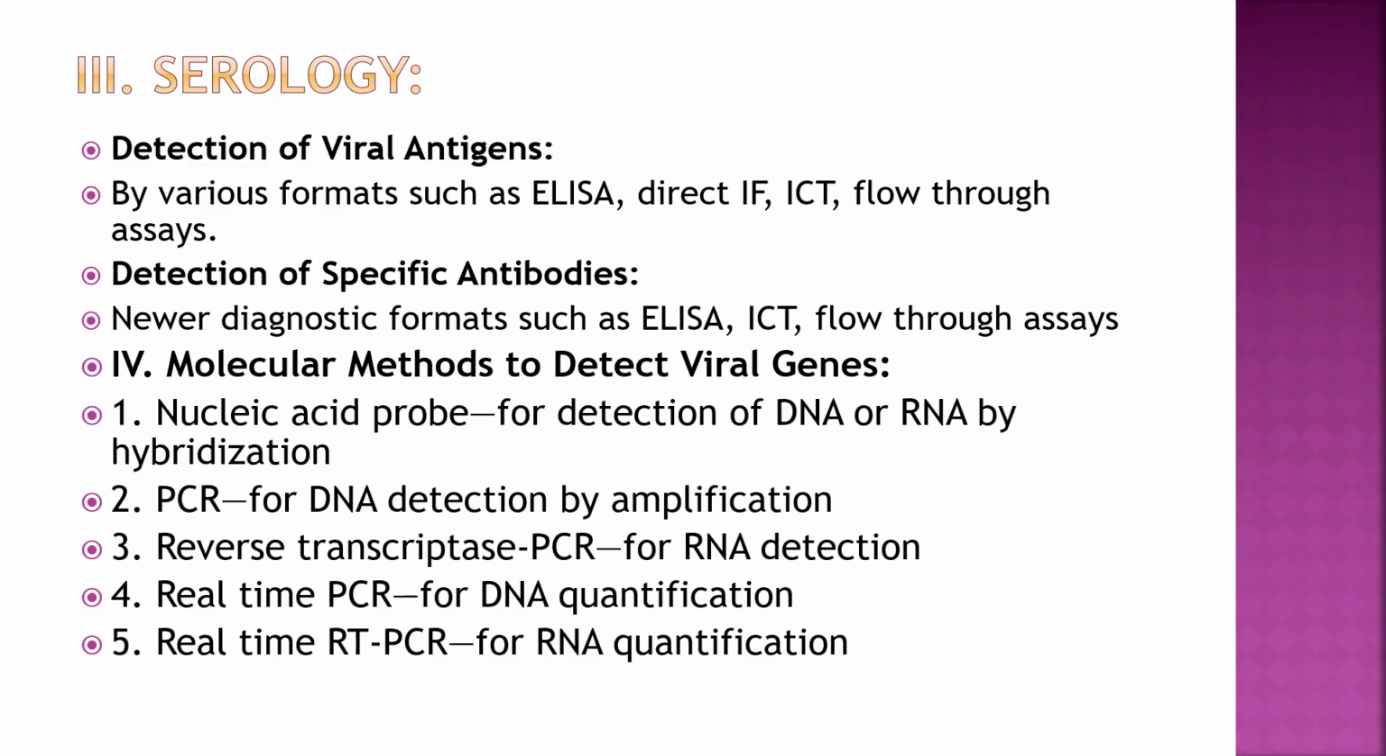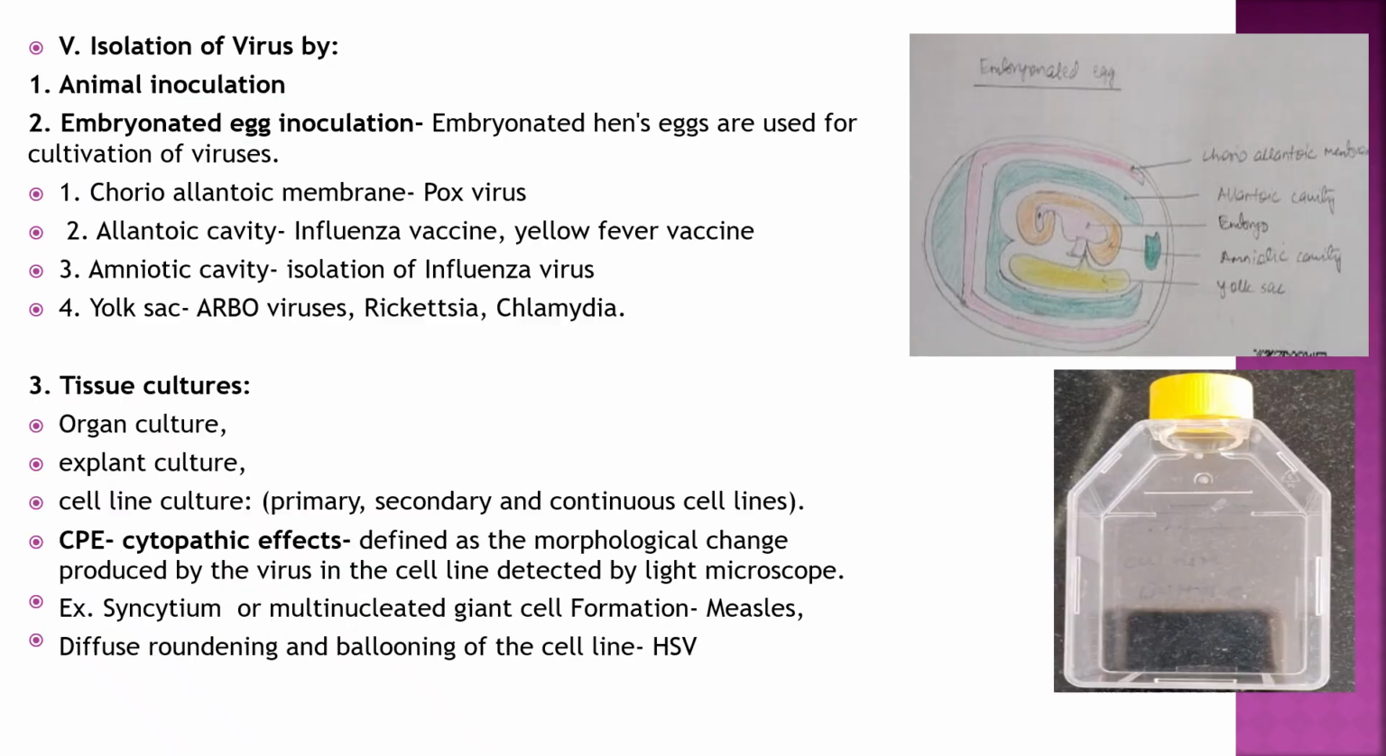Molecular methods related to viral genes: nucleic acid probe for detection of DNA or RNA by hybridization method, PCR for DNA detection by amplification, reverse transcriptase PCR for RNA detection, real-time PCR for DNA quantification, real-time RT-PCR for RNA quantification, that is viral load. Fifth step is the isolation of virus.